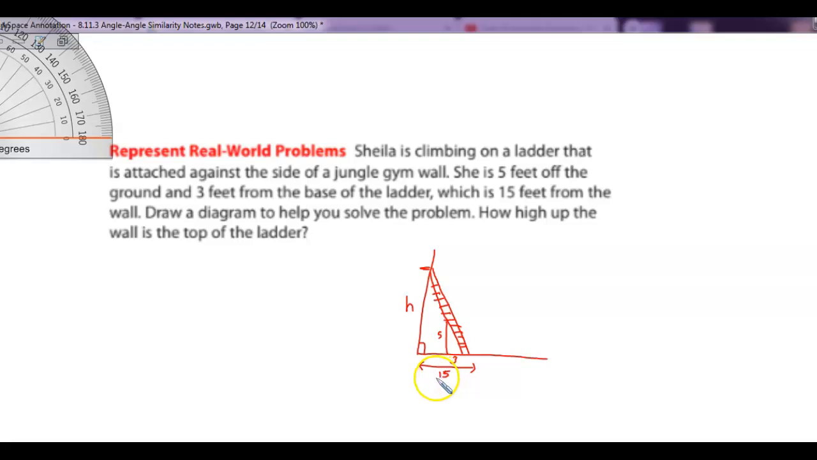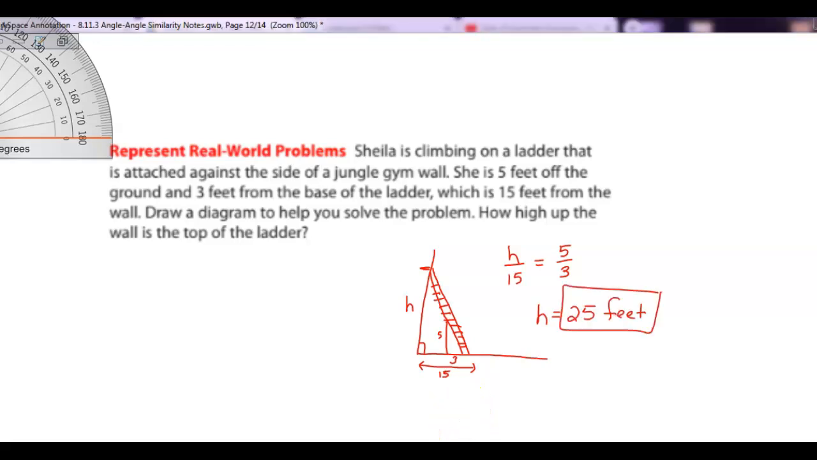Remember, there are several different ways you can set up your proportion. You can do wall floor to ladder floor, or you can do wall to height, floor to floor. Either one's fine. I happen to like to keep them together, so I'm going to do h to 15 and 5 to 3. And you solve to find out how high the ladder is. And I got 25 feet.